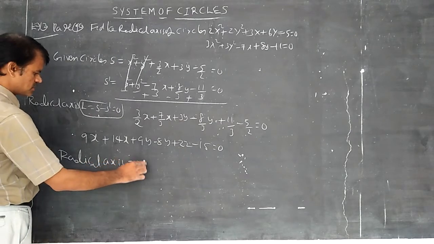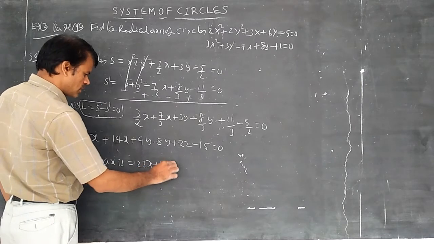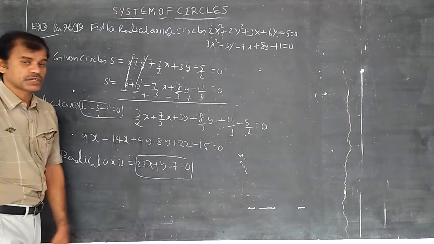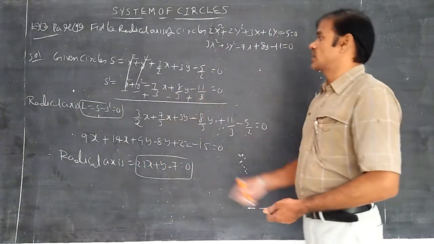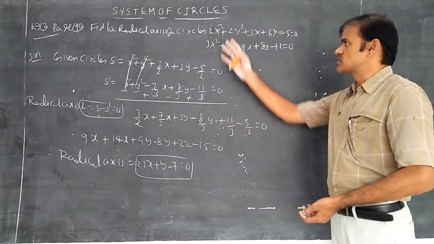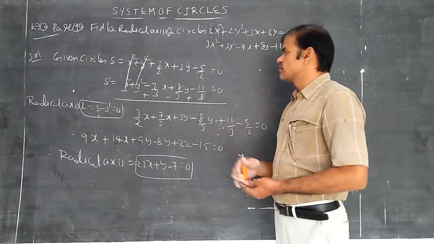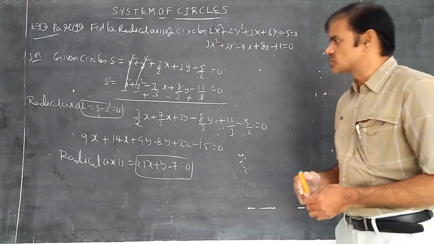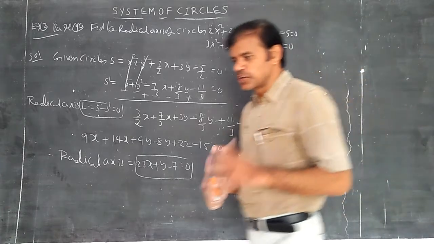Radical axis is equal to 23x plus y minus 7 equal to 0. This is the radical axis of two circles. In exams, there is a chance to be asked to find the radical axis in this model only, because whenever an experiment is given, basically every student can do it. But the question is in the logical thinking method. We used to give it like this only, but you should know standardization is required.